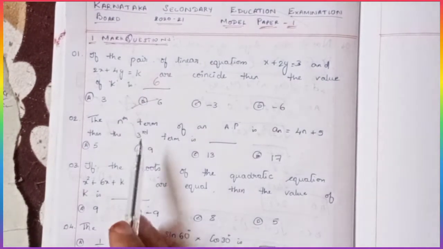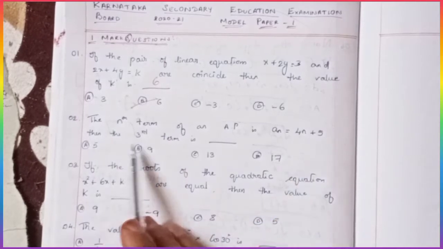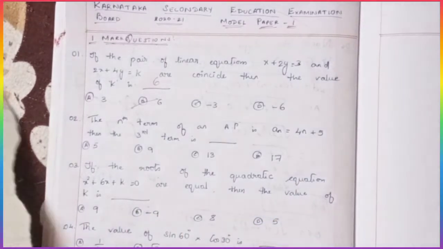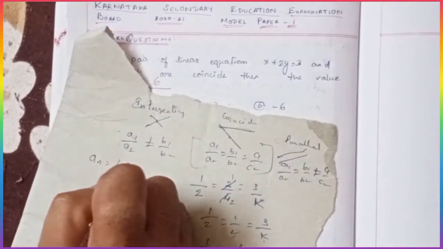Moving on to the second question: the nth term of the AP is an is equal to 4n plus 5. Then the third term is... So they have given the nth term equation, that is an is equal to 4n plus 5.